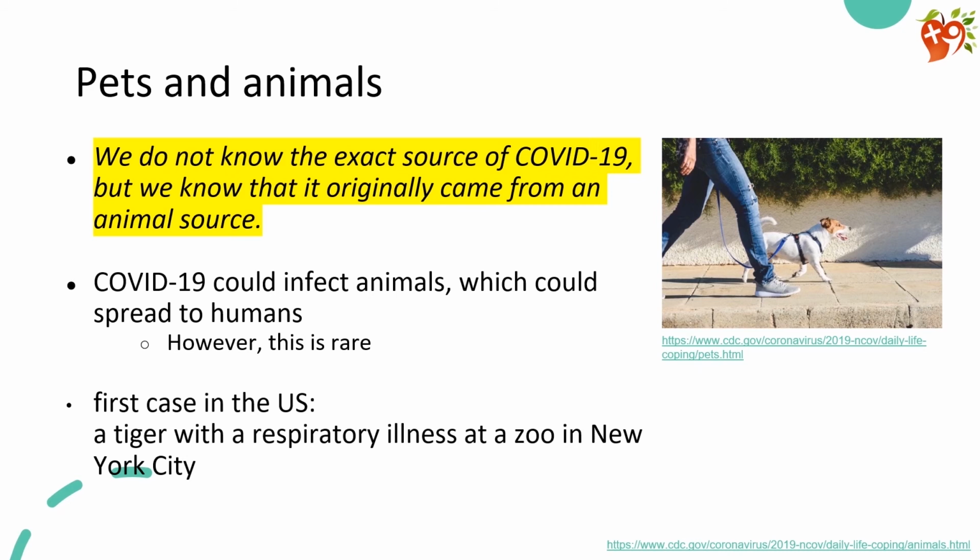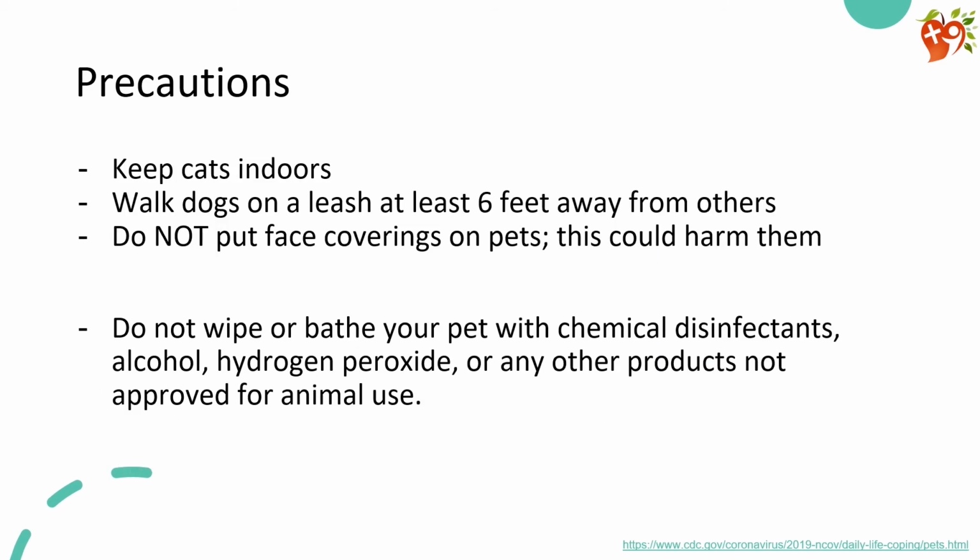The first case in the U.S. of an animal testing positive for the virus that causes COVID-19 was a tiger with a respiratory illness at a zoo in NYC. Public health officials believe these large cats became sick after being exposed to a zoo employee who was infected with the virus that causes COVID-19. The investigation is ongoing. There are some precautions that you can take.